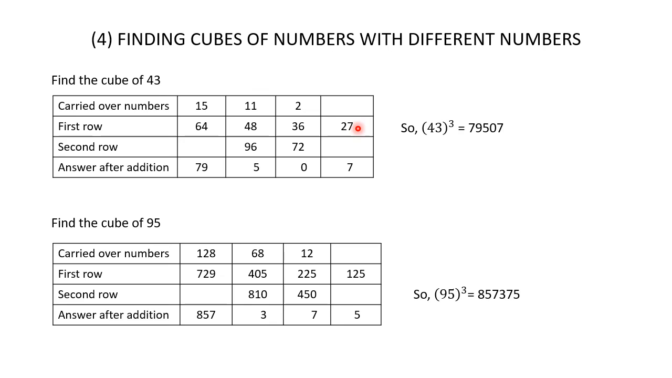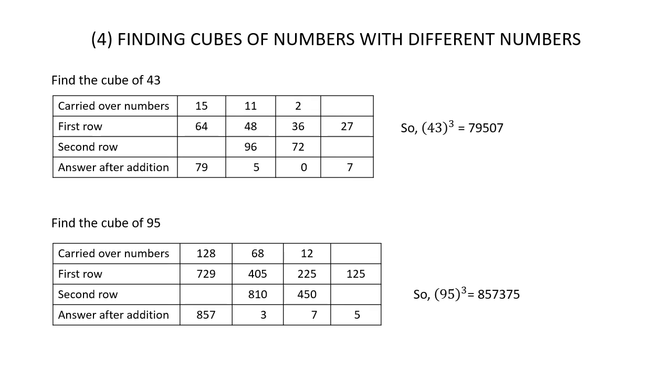Now add the numbers in the two rows. Since 27 has two digits, write 7 in the answer and carry over 2 to the next column. 2 plus 36 plus 72 is 110. Write 0 in the answer and carry over 11 to the next column. 11 plus 48 plus 96 is 155. Write 5 in the answer and carry over 15 to the next column. 15 plus 64 is 79. Write 79 as it is in the answer. Now finally you have the answer 79507. So 43 cubed is 79507.